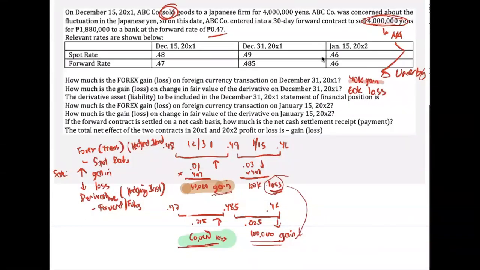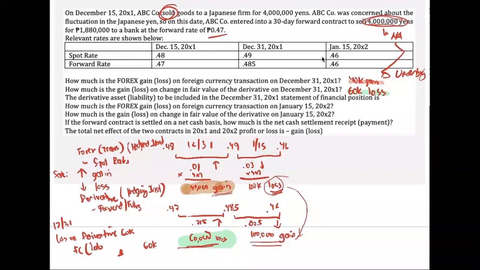So, we have a 60,000 loss on your derivative. What is the derivative asset or liability to be included? Since we have a 60,000 loss, how do we record that one? We have your loss on derivative. Alam na ninyo mag-record ng gain or loss sa foreign transaction, no? So doon tayo sa derivative mag-focus. Loss on derivative on December 31 and then forward contract liability amounting to 60,000. Okay, so we have a forward contract liability, 60,000 pesos.